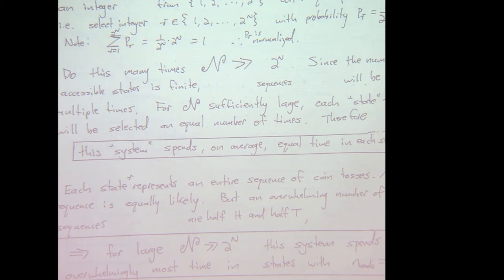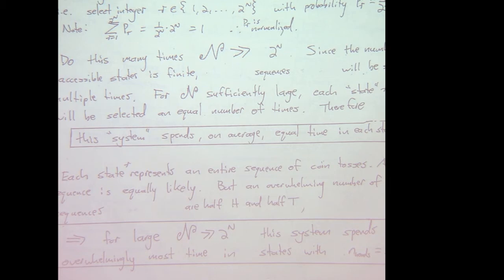Now, each state R represents an entire sequence of coin tosses, and any sequence is equally likely, but an overwhelming number of sequences will have half heads and half tails. Which is saying that for large curly n, a large number of experiments, if you like, this system spends an overwhelmingly large amount of time in states with the number of heads equal to n on 2. That's approximate. Approximately n on 2. It's so close that it's like e to the minus 1,000. Yeah, or e to the minus 10 to the 20 something.